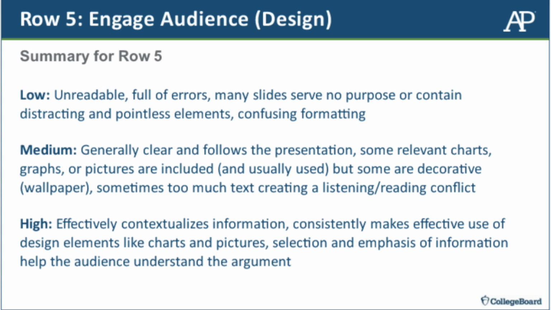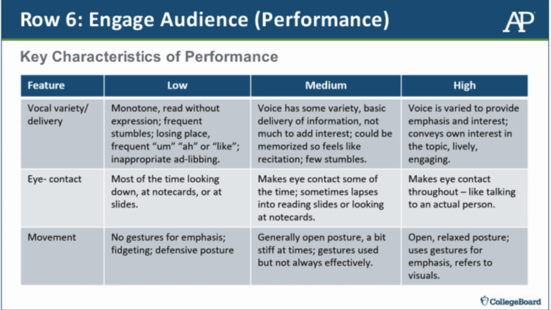Go easily on just the images for image's sake. Every image should have a purpose. Every image should bring us closer to understanding what you're trying to explain. Then finally, vocal variety, eye contact, purposeful movement. The 3 things that are going to engage your audience. And you need all of them in order to score in the high row.